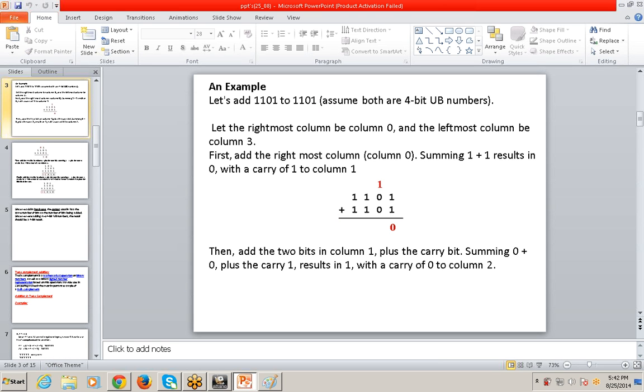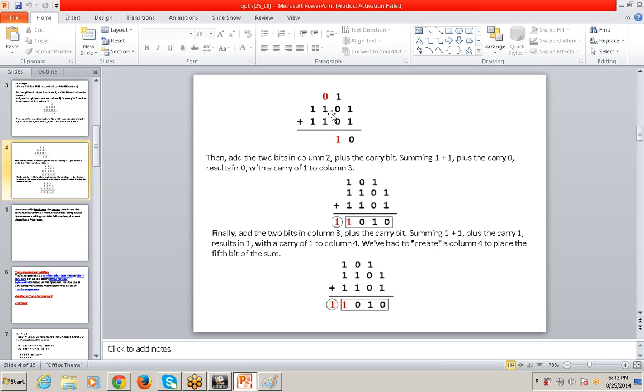I'm repeating again. I have to add two numbers. This is the unsigned addition, that is 1101 and 1101. First of all, divide these into multiple columns. This is column 0, column 1, column 2 and column 3. So first of all, add these two numbers, put 0 and this is the carry. Then in next step, 1 plus 0 is 1. There is no carry, so put 0. Now 1 plus 1 is 2. Put 0. This is 0 and 1 is carry.